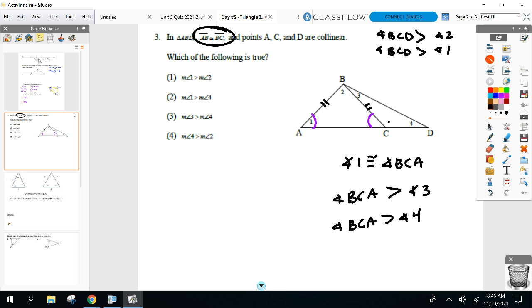But because the sides were congruent, aren't angle 1 and BCA the same? So wherever I see BCA, it's going to be the same as plugging in angle 1 because they're the same. Substitution. So not only is BCA bigger than 3, so is angle 1. 1's bigger than 3. What else? 1's bigger than?